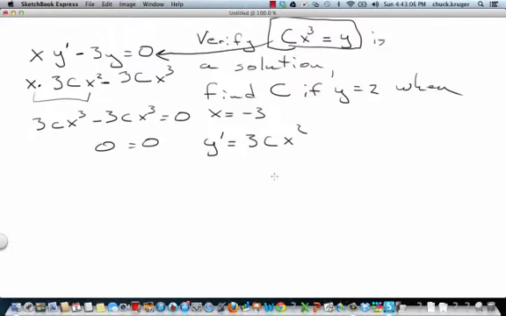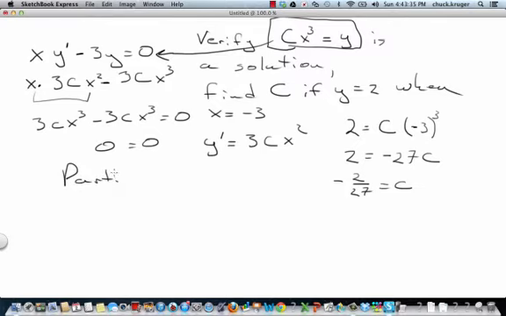Now I'm going to find what c is, and I am told that y equals 2 when x is negative 3. So I'm going to put a negative 3 in here. I'm going to cube it, and I get 2 equals negative 27c. And so I get negative 2 over 27 is equal to c. So my particular solution, now that I've found c, is y equals negative 2 over 27 x cubed.